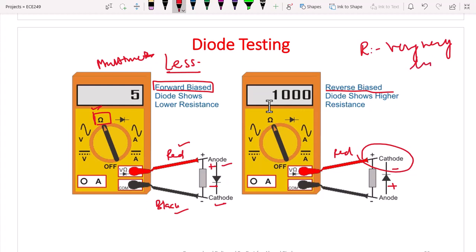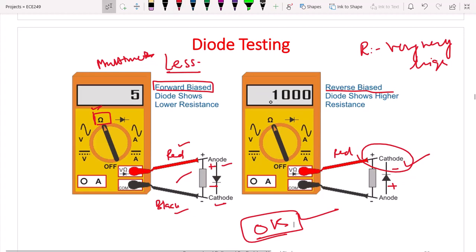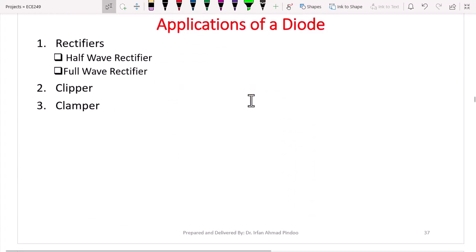So if these two conditions are met, that the resistance in the forward bias connection is low and the resistance in the reverse bias connection is very high, it means your diode is okay. And if any one of the conditions fails, then it means that your diode is not fine. It needs to be replaced with some other diode which is working fine.